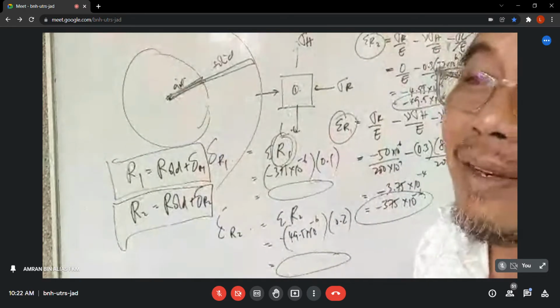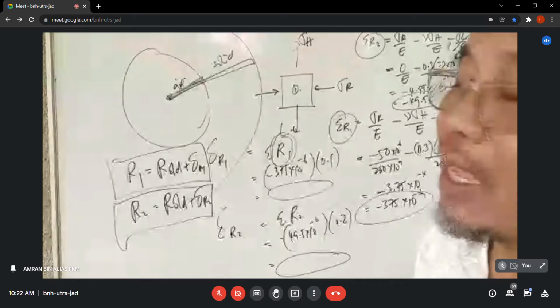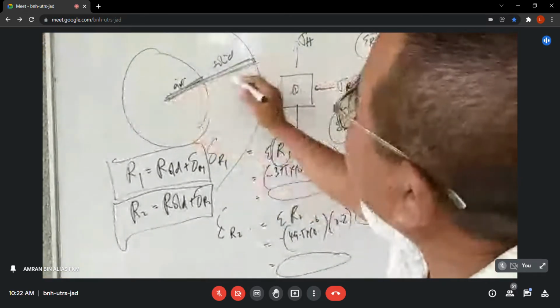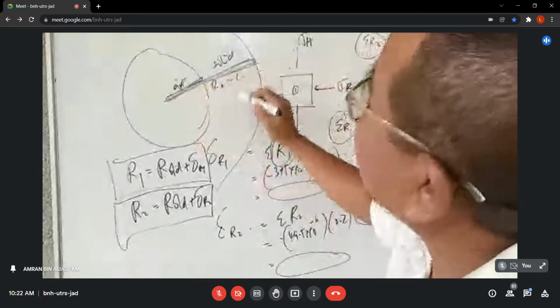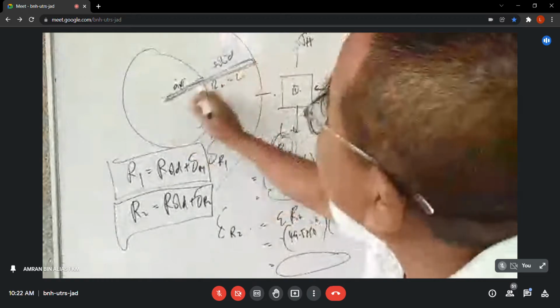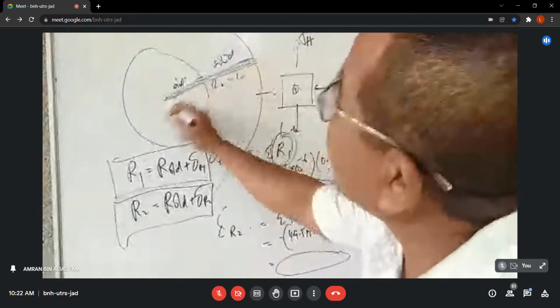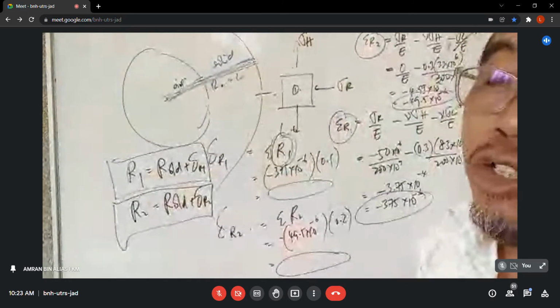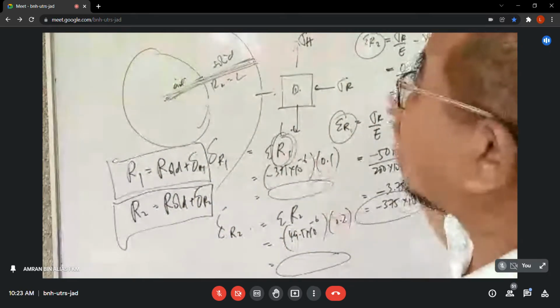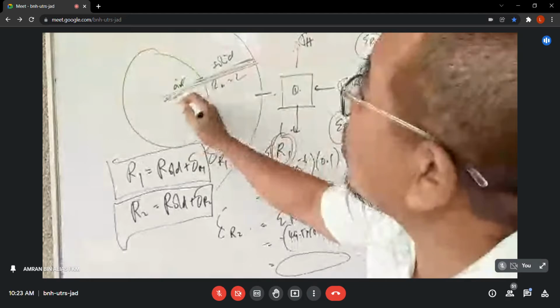Can you see that? Yes. If that is all metal there, we can use that R2 equal to L for the position of the one. But this one is not all metal. This is metal, this is not metal. So we cannot use it in the direction of R. In the direction of R, here there is no metal.